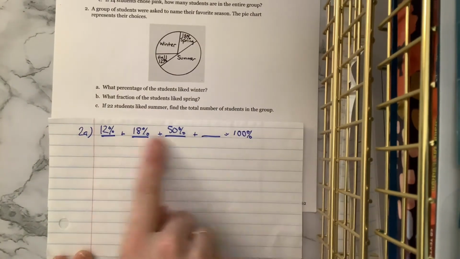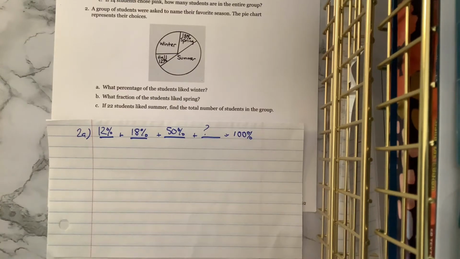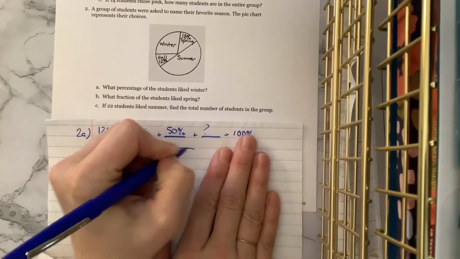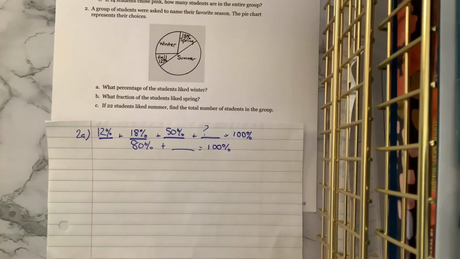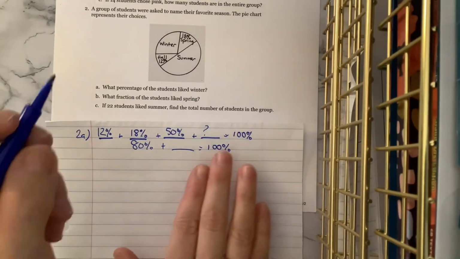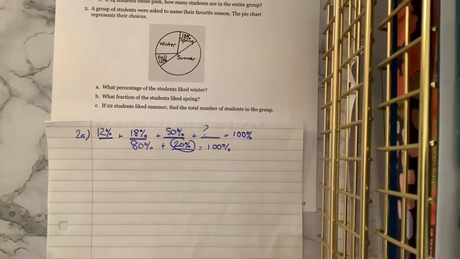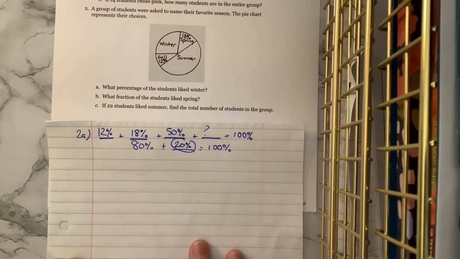So this is what we're considering. We're trying to find our unknown here. So you should have then added all of these together, and when you did so, you should have gotten a total of 80. Our known slices are 80. All together, it should equal 100%. So what is our unknown here? What is winter? 20%. 20% of the students liked winter. Okay.